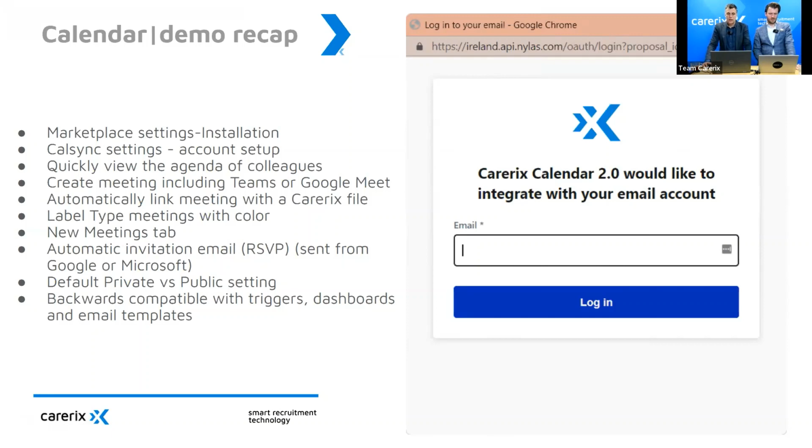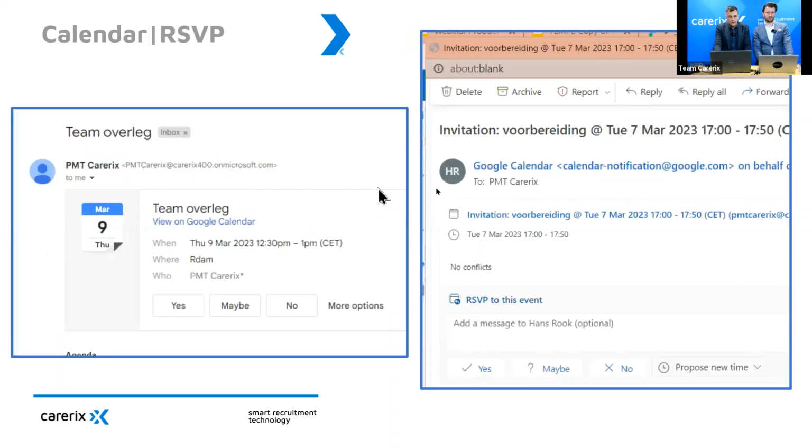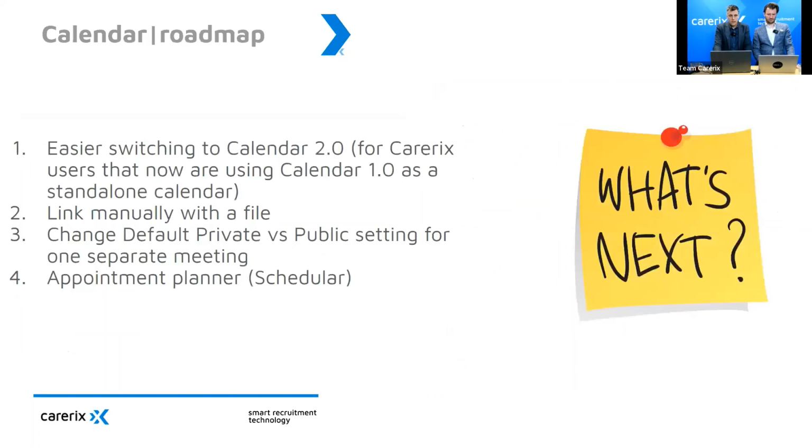Calendar 2 has a separate database with separate database items, events, and this database syncs to Outlook. But as said, we also will create backward compatibility by creating the activity in Carerix. This activity will be read-only, but it will show in Carerix. It needs to be there to support triggers, dashboards, and email templates. All right, then the screenshot of that RSVP email that Microsoft and Google sent, then what's next?